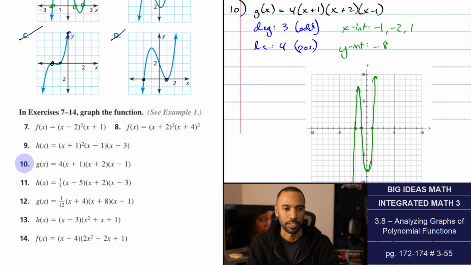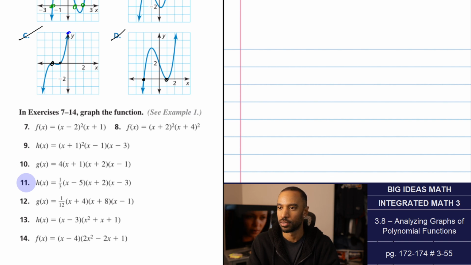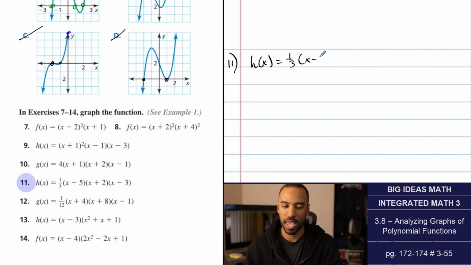Okay, number 11. H of x equals 1/3, so a vertical compression, right? But still positive. Oh, I always wonder, why does that look weird? Because I didn't write the number. H of x equals 1/3 times x minus 5 times x plus 2 times x minus 3.